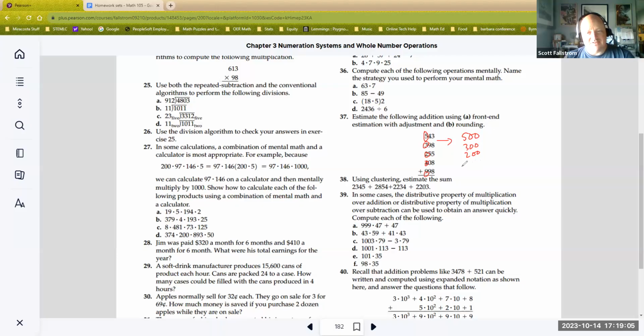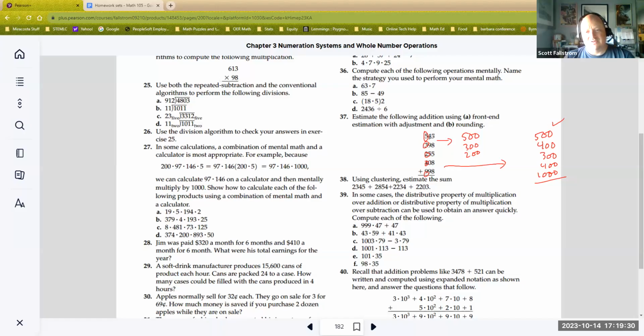The difference between this and rounding is rounding, if you say you want to round to the nearest 100, then you would just have 500. 398 would be 400. 255 would be 300. 408 would be 400. And 998 would be 1,000. And then you would add those numbers up. So I'm rounding and then adding. So that's the rounding portion.